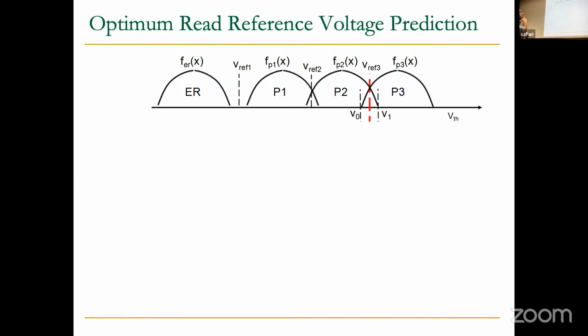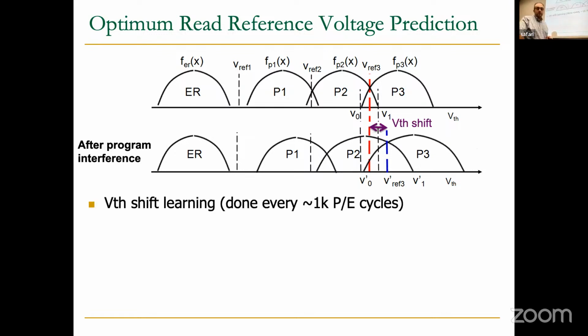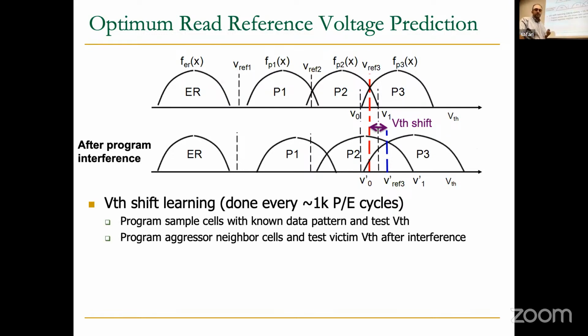So this was the distribution, and you have some shifting. Here we are shifting to the right, so threshold voltages are increasing. So you just need to adjust your reference voltage, right? The reference voltage was close to V prime 0, but now we want to have this V prime ref 3. I mean, you were using a V ref 3, but now you want to predict and use V prime ref 3. So basically we need to do this learning.